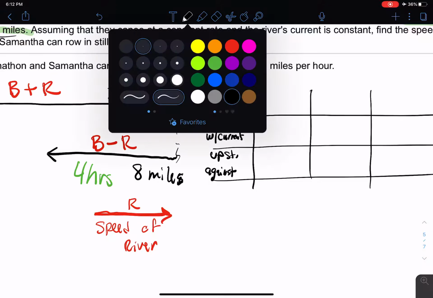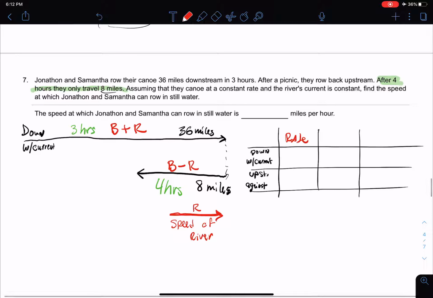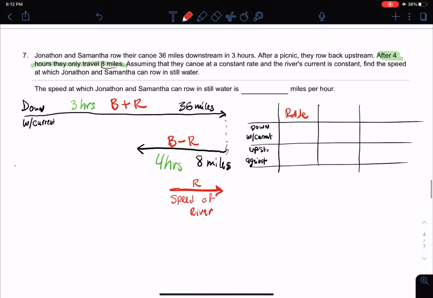I'm going to use my colors. Rate is in red. We didn't define our variables, darn it. That's got to happen right now. So I'm going to say let B equal the boat speed in still water. Or I guess the canoe, but I'm going to call it boat. Boat speed that's in still water.